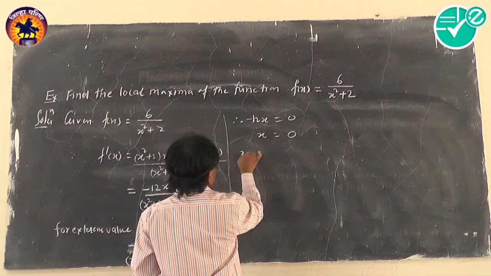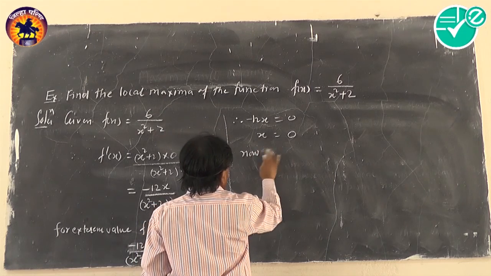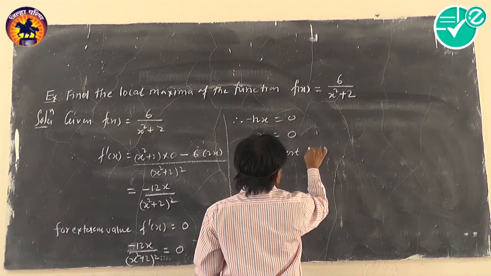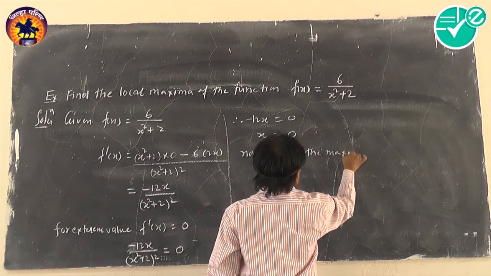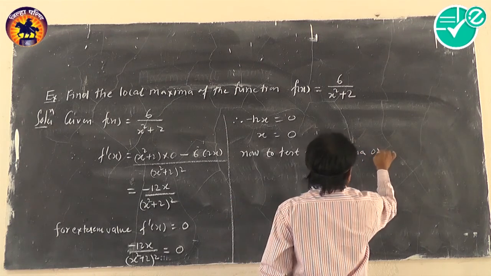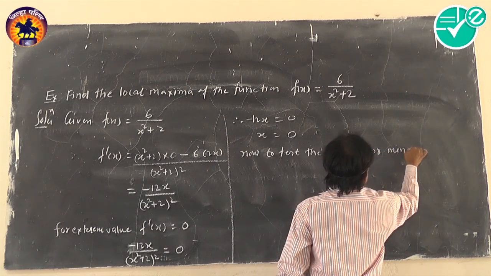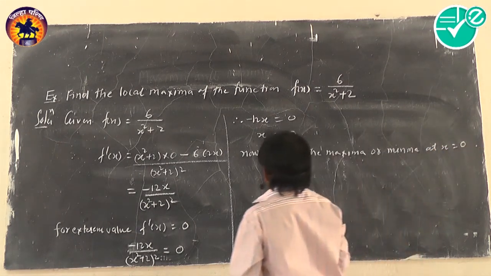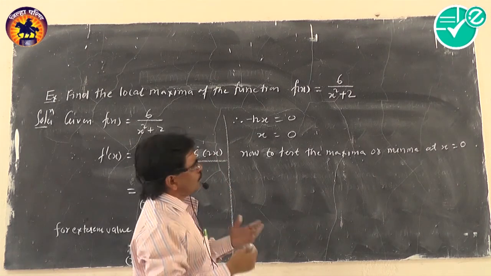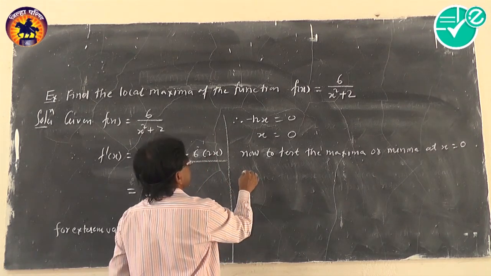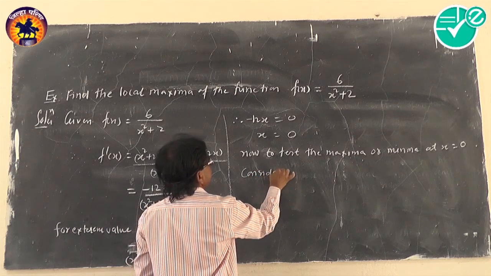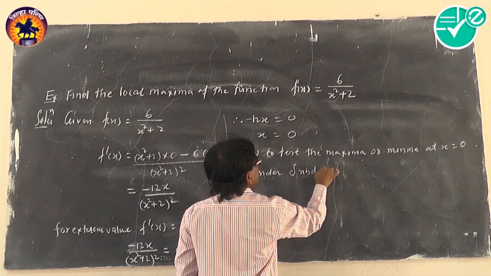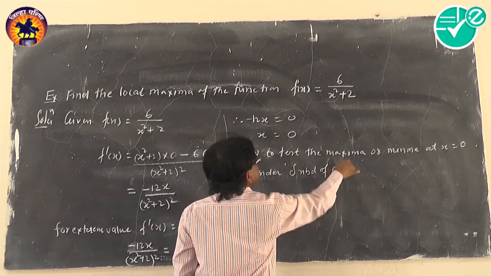Now to test the maxima or minima at x is equal to 0. The value is maximum or minimum at x is equal to 0. Consider the neighborhood of 0, delta neighborhood of 0.